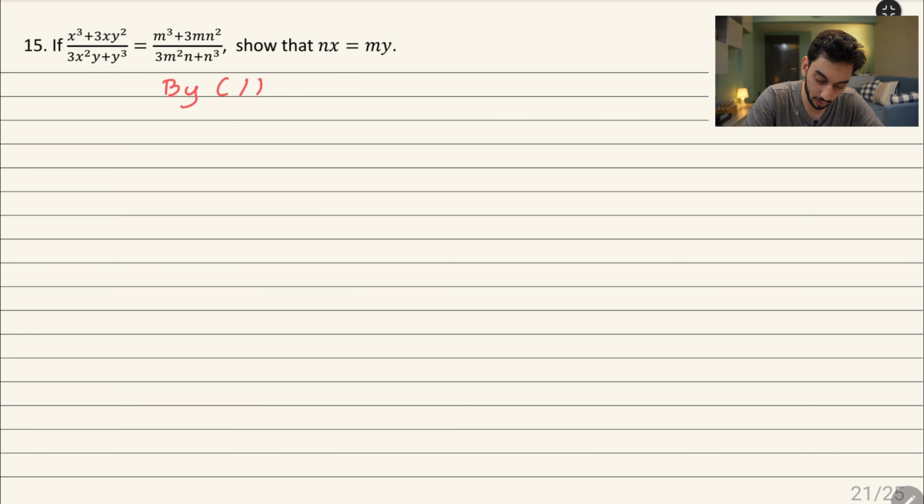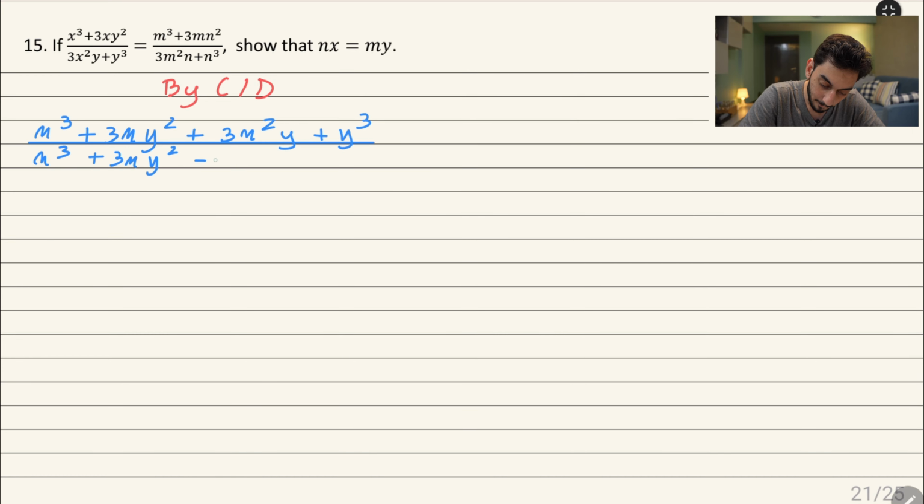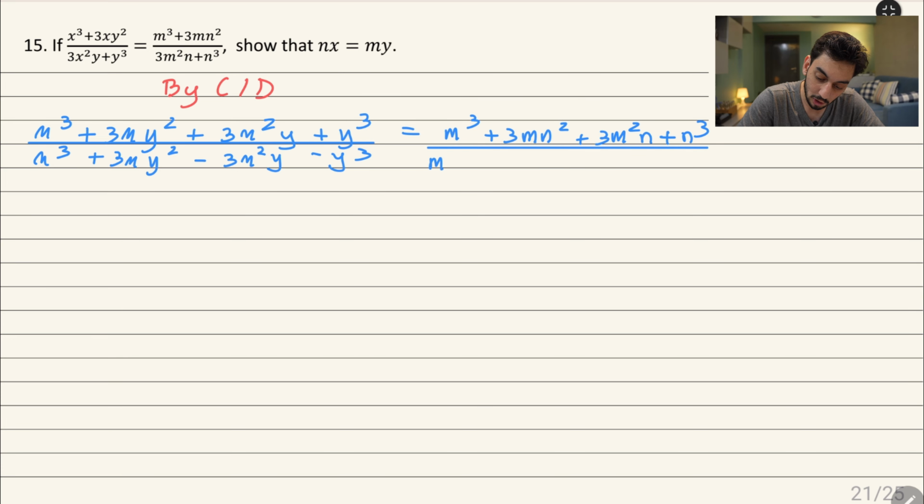Okay, so by componendo dividendo, this thing becomes numerator plus the denominator, so x cube plus 3xy square plus 3x square y plus y cube upon numerator minus the denominator, so x cube plus 3xy square minus 3x square y minus the y cube is equal to same thing on the right hand side. So m cube plus 3mn square plus 3m square n plus n cube, and in the denominator it would be numerator minus the denominator. So m cube plus 3mn square minus 3m square n minus the n cube.